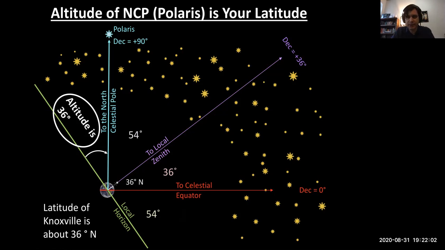Okay, I know that was a lot of information. What are you walking away with? The altitude of the North Star Polaris is equal to your latitude, and now you can navigate north and south on Earth.